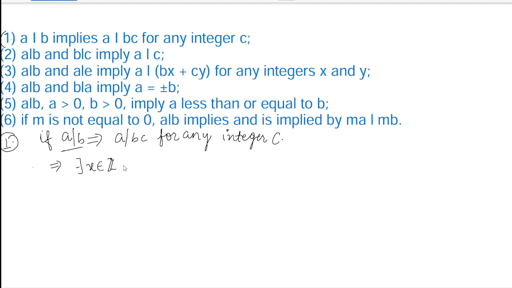z, x belongs to integer such that b is equal to ax. Now we multiply c on both sides. This implies bc is equal to axc, because all axc belongs to integer.